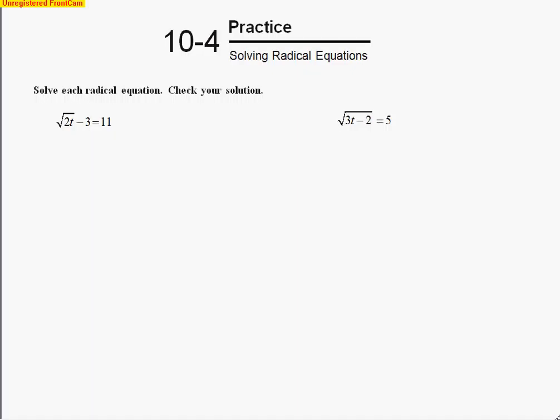This is the tutorial for Chapter 10, Section 4, titled Solving Radical Equations. And so let's take a look at our first problem. It says to solve each radical equation, we have to check our solution.